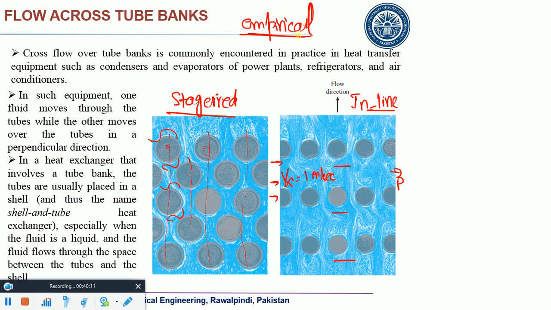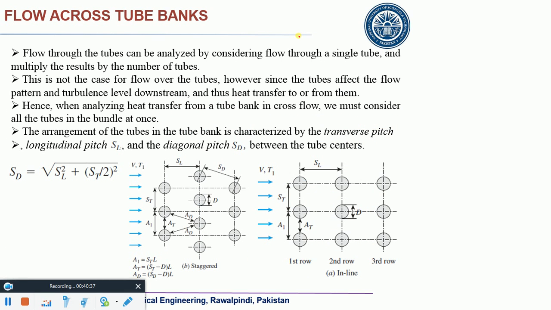Experimental correlation, empirical correlation. So there are two arrangements which are used for shell and tube heat exchanger. One is the staggered one, and the other one is this one, inline. Okay. We are going to discuss few points for the flow over these tubes. I am not talking about the flow inside the tube. I am just talking about the flow over these tubes, around these tubes. Okay. Just look at this figure. There are few specific parameters which are associated with these arrangements. You can see this inline arrangement.